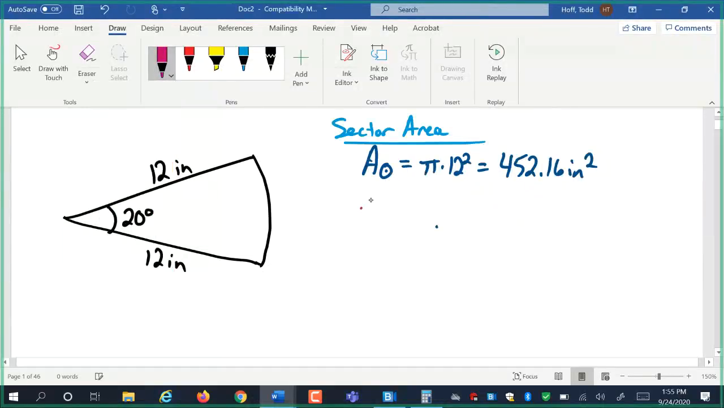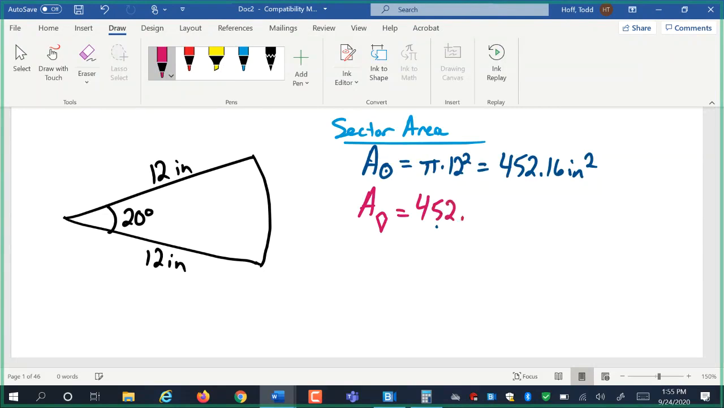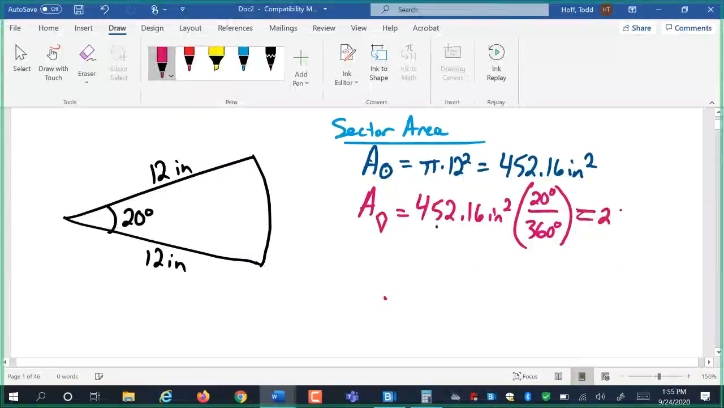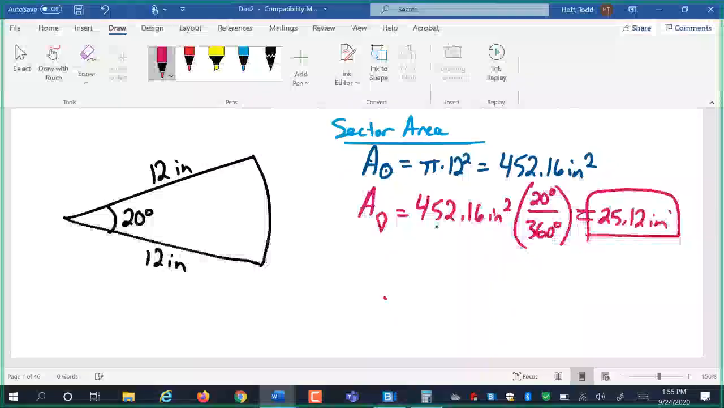So to find the area of the sector, the A with that little sector drawn in beside it is the area of the sector, we take that area of the whole circle, 452.16 square inches, and we're going to multiply. That is 20 degrees out of a full circle would have been 360 degrees. So take our 452.16 times 20 divided by 360. We get 25.12 inches squared. That is the area of that sector.